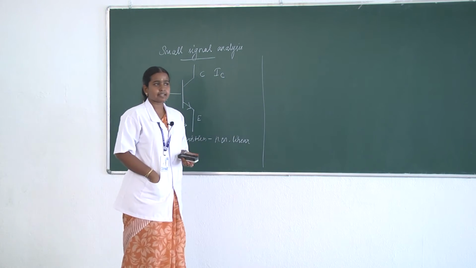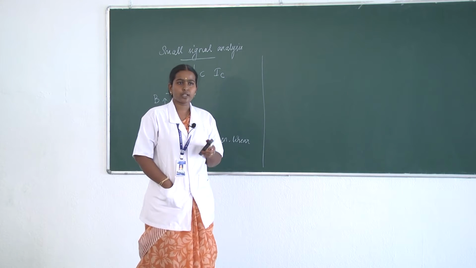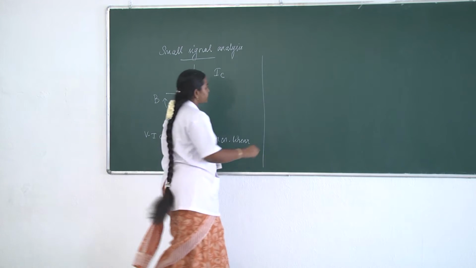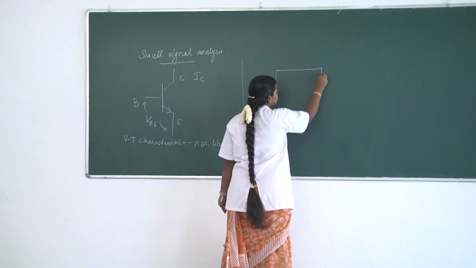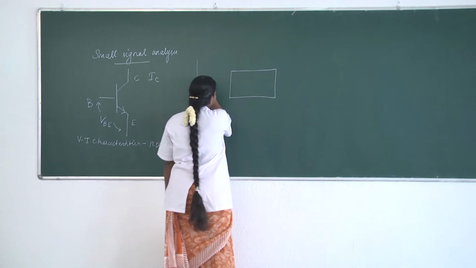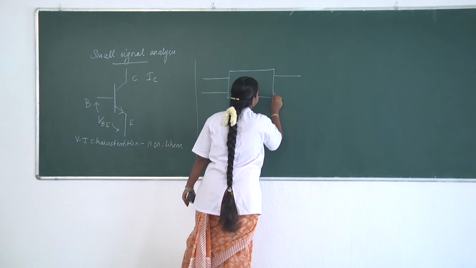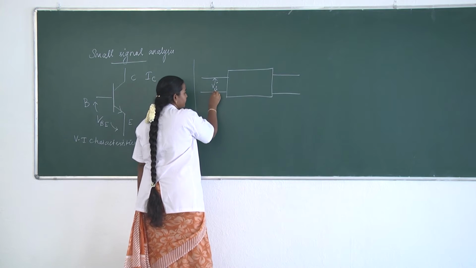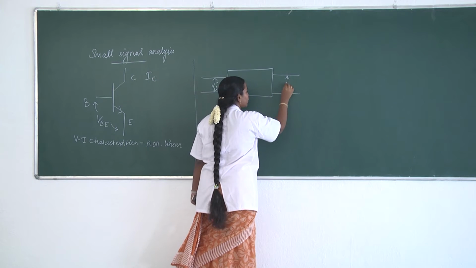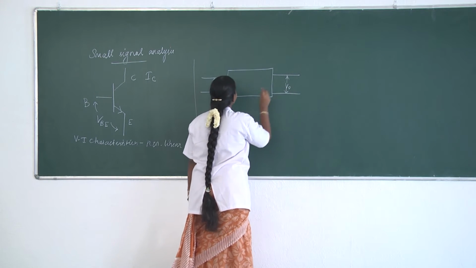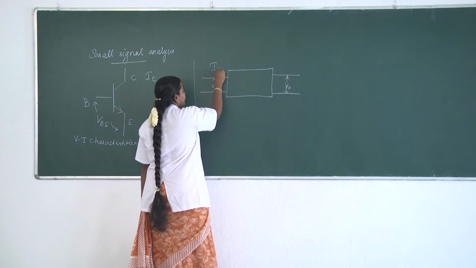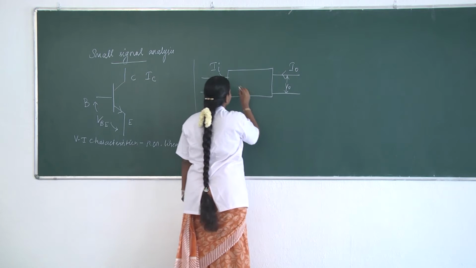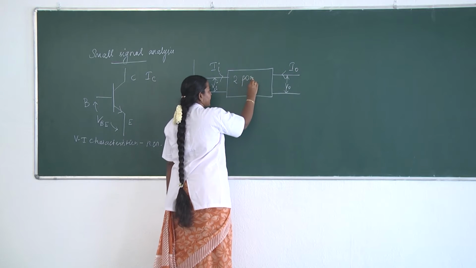So in order to analyze a transistor as a small signal model, we are going to make a transistor a two-port network. So first we can consider a transistor as a two-port network. This side we will have the input voltage as Vi and this side we will have the output voltage as V0. The input current will be represented as Ii and the output current will be represented as I0. So this is a two-port network for a transistor.